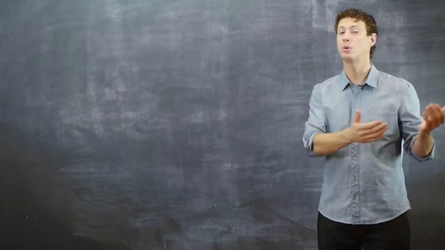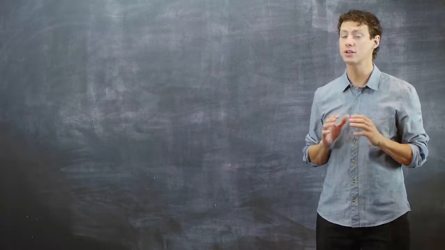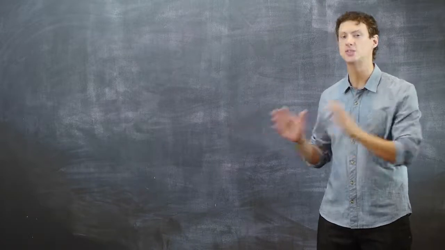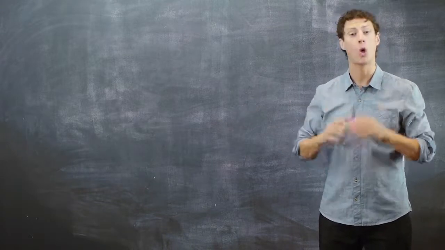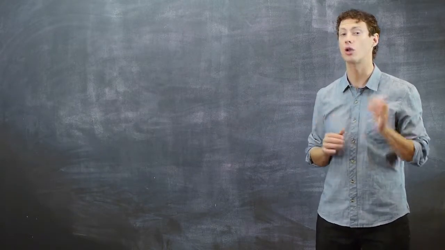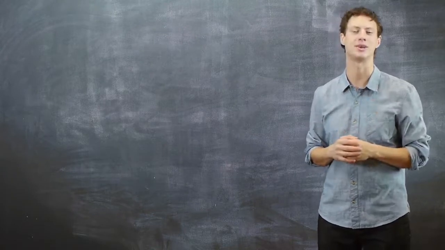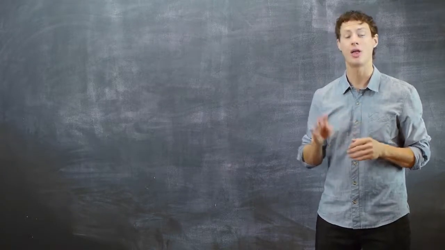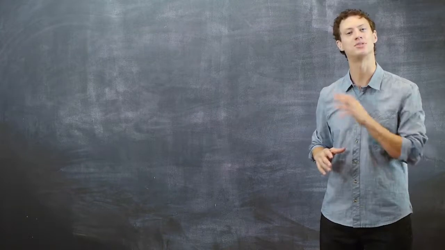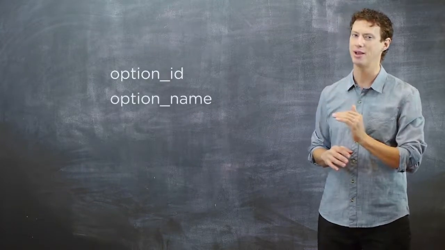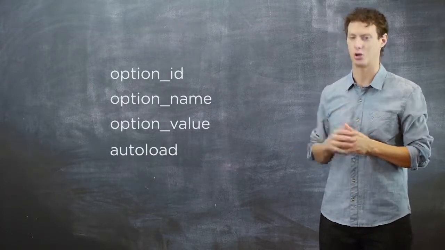Once we know how to accept form data, we have to learn how to store it in the database so we can access it later. WordPress gives us a table called options that we'll use for that purpose. The options table has 4 fields: option ID, option name, option value, and auto load. The option ID will auto increment, so we don't have to worry about that.